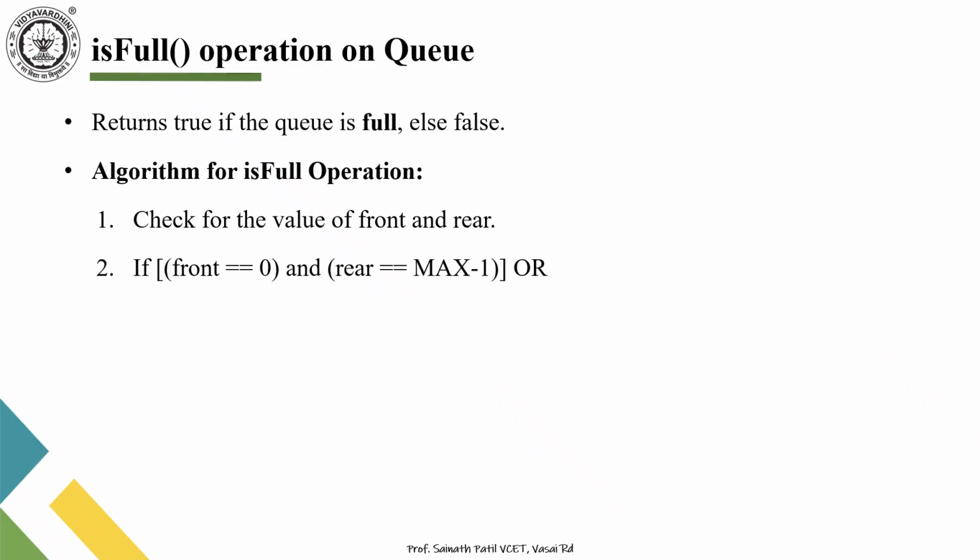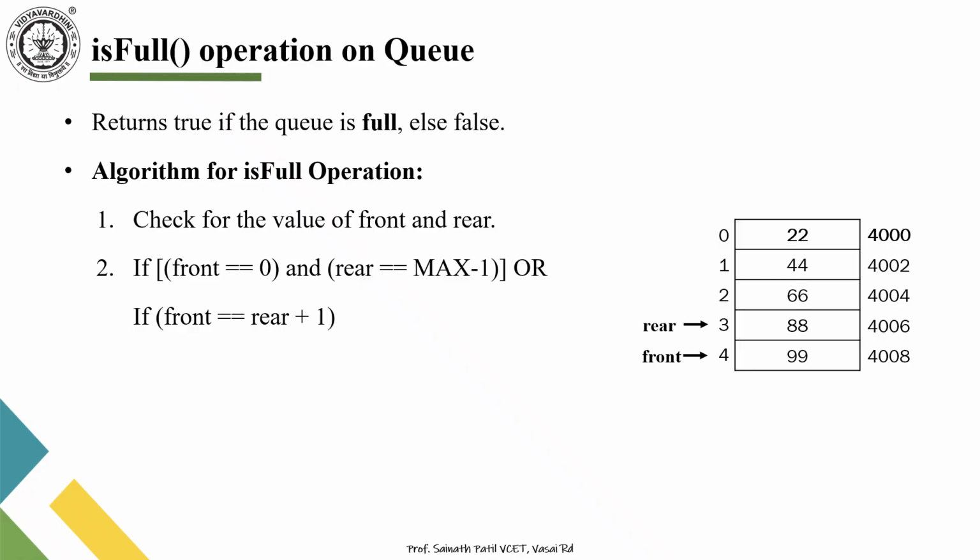Now the situation may be different, or if front is equal to rear plus 1. Now in case of circular queue, we know that rear always follows the front. So here front and rear are one after another. That is why here the value of front is equal to rear plus 1. So this situation may arise. So the situation may be like this. Then we can say it is full. At that time it will return true. So those two conditions, if front equals 0 and rear equals max minus 1, or front is equal to rear plus 1, in this case, it will return true.